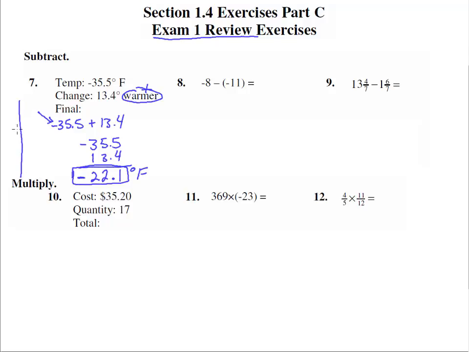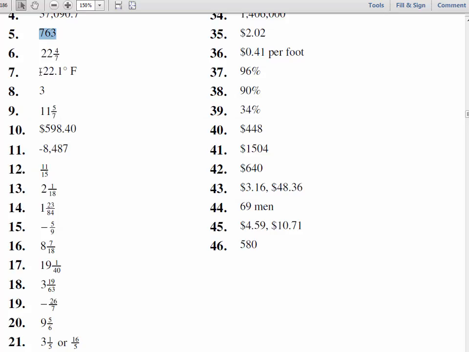Let's look at that on a temperature scale. Say here's 0. We're down at negative 35.5. And then we get warmer, 13.4. So you notice we don't go all the way up to 0, and that's where we ended up at the negative 22.1. And there we have it, negative 22.1 degrees Fahrenheit.